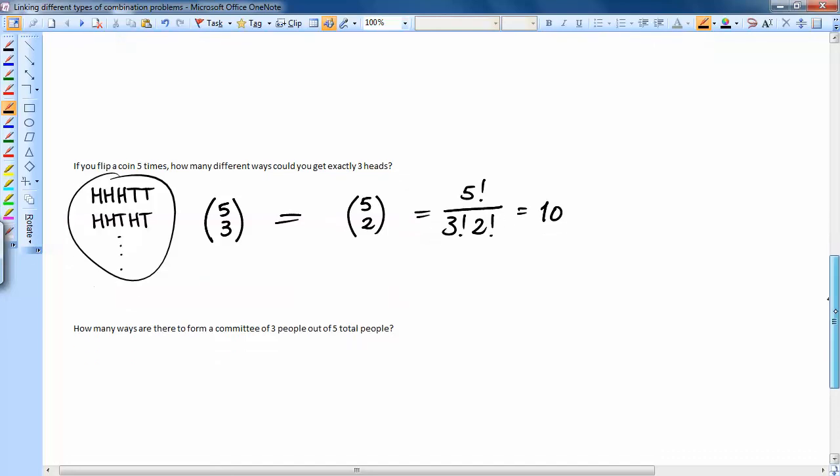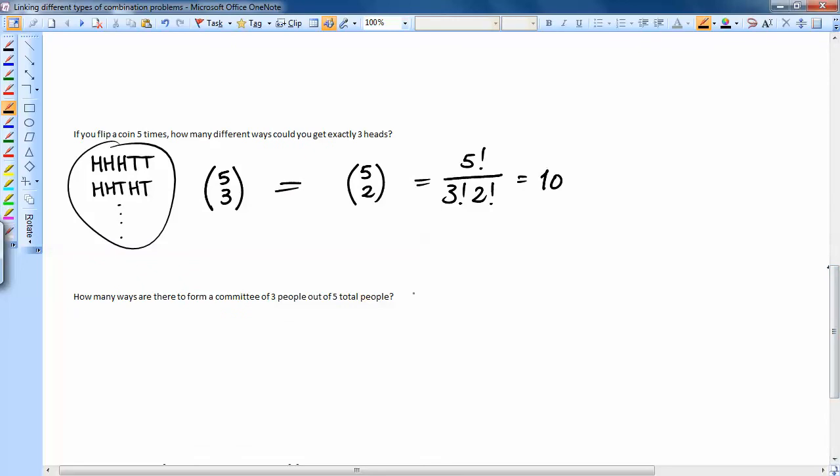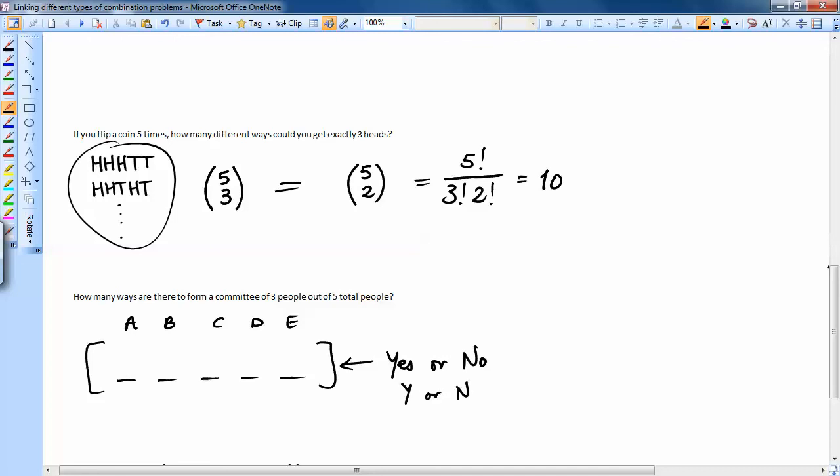In our next example, we say, how many ways are there to form a committee of 3 people out of 5 total? Now, there are multiple ways of solving that problem, but the way that I want you guys to think about it so you can link it to these other ideas is think of your 5 people individually, and then I'm going to put blanks here, and every blank spot should be filled in with a yes or a no. So let's just abbreviate that Y or N, right? And if they get a yes, that means they're in the committee, and if they get a no, that means they're not in the committee.